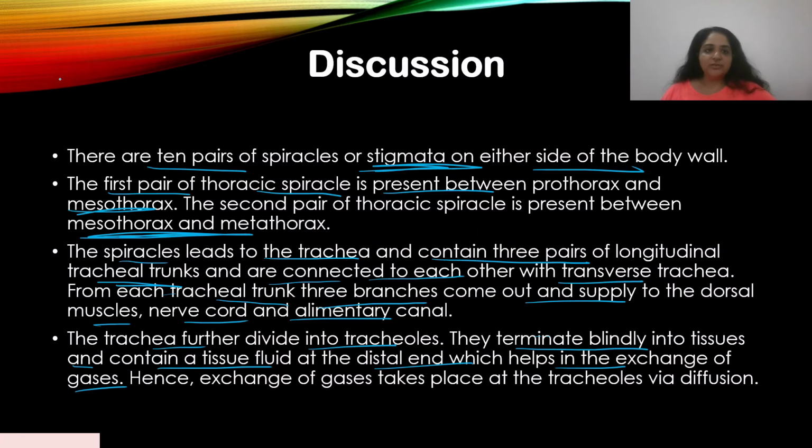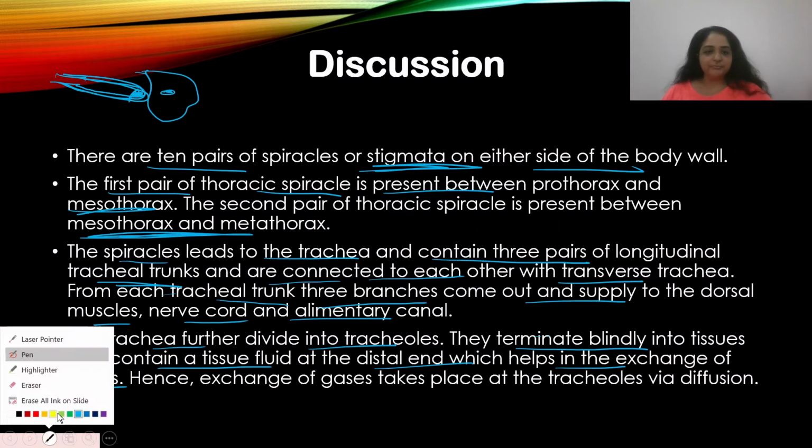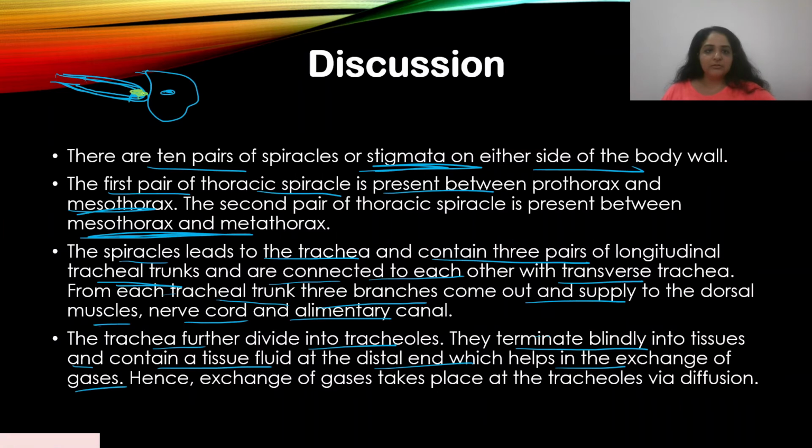So, for example, if the tracheole is over here, okay, it ends blindly over here like that. Okay, and the tissue is here, let's say. And they have some tissue fluid over here. There's a tissue fluid over here, okay, which helps in the exchange of gas. So oxygen enters, CO2 leaves like that.